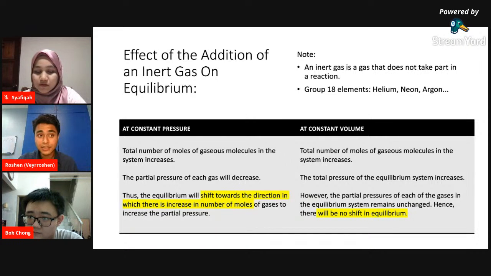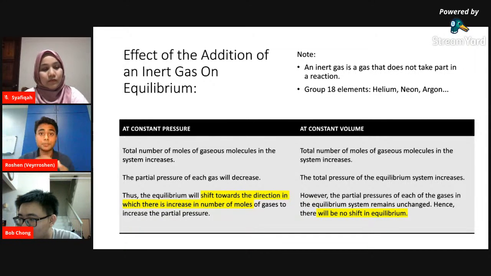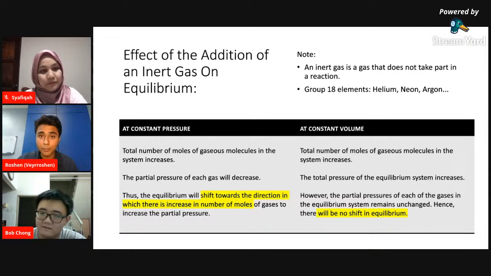constant volume, still the number of moles will increase, because the inert gas does have its own moles. So it will increase. And in the end, the total pressure of the equilibrium will increase in total. All because PV equals nRT. Okay, so when you increase the number of moles, you increase the n. In the end, your pressure will also increase. P will increase. All right.